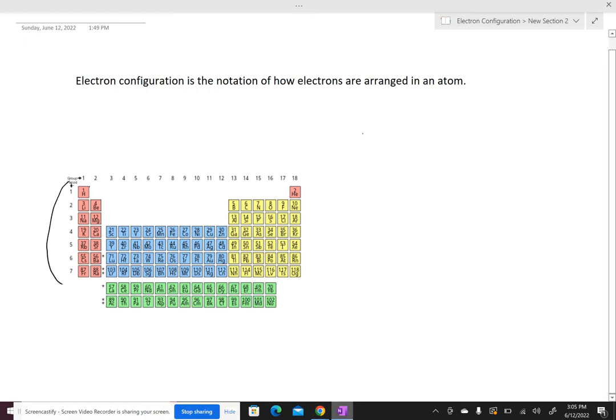These numbers right here are going to be used to represent the energy levels. Each one of these different colors on this periodic table represents different blocks or subshells. There's the S block, the P block, the D block, and the F block. And note that helium is part of the S block.